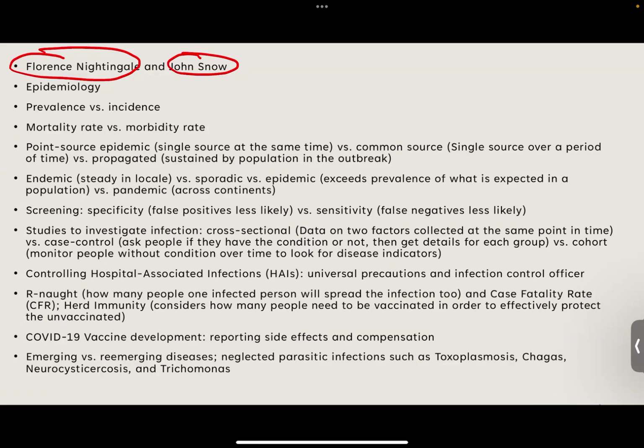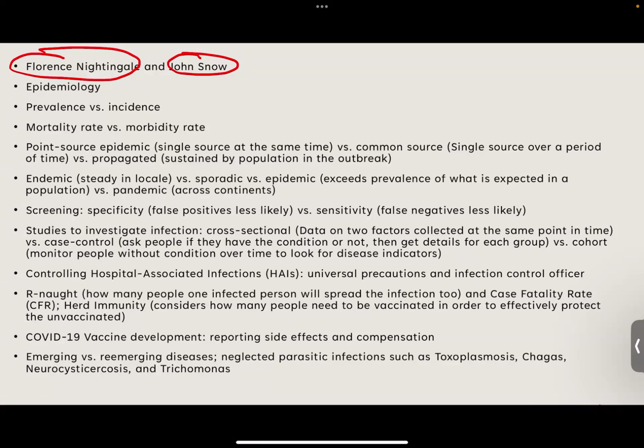So John Snow. These are basically the fathers and mothers of epidemiology, our old school epidemiologists, where this concept of tracking disease and how it's spread, as opposed to treating the individual, but looking at the population, that's epidemiology.